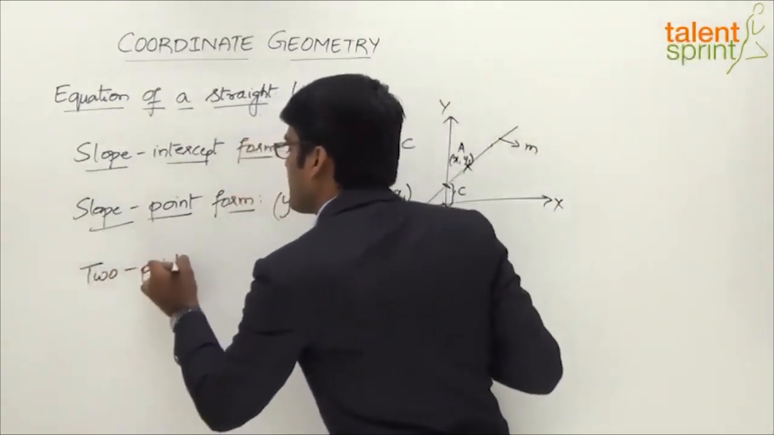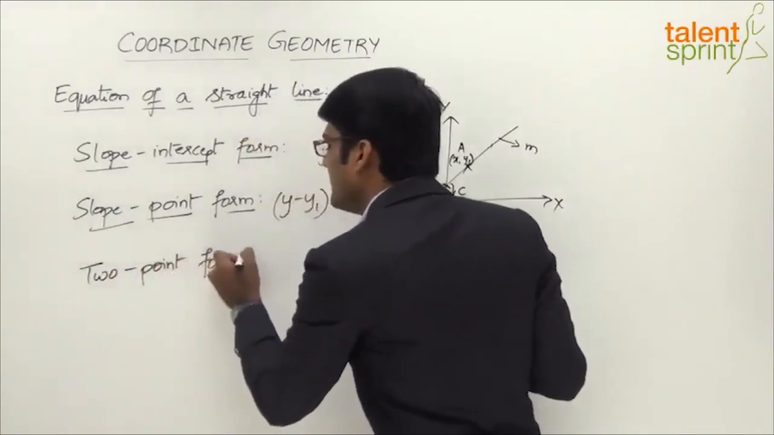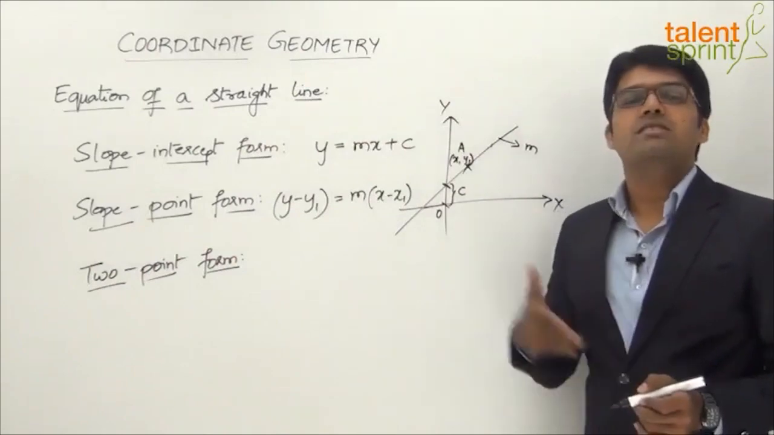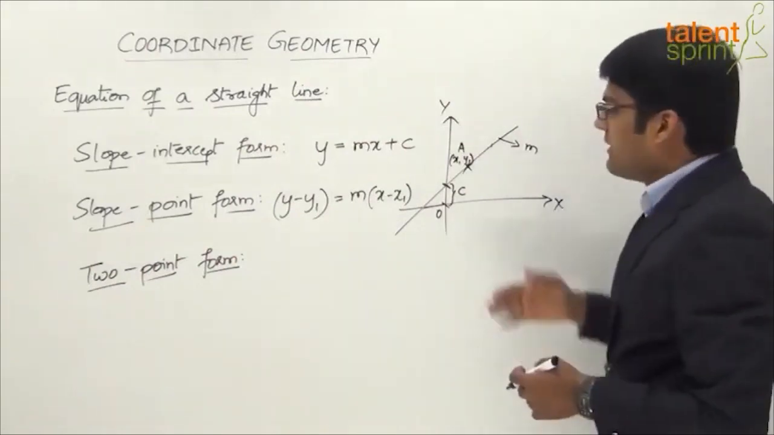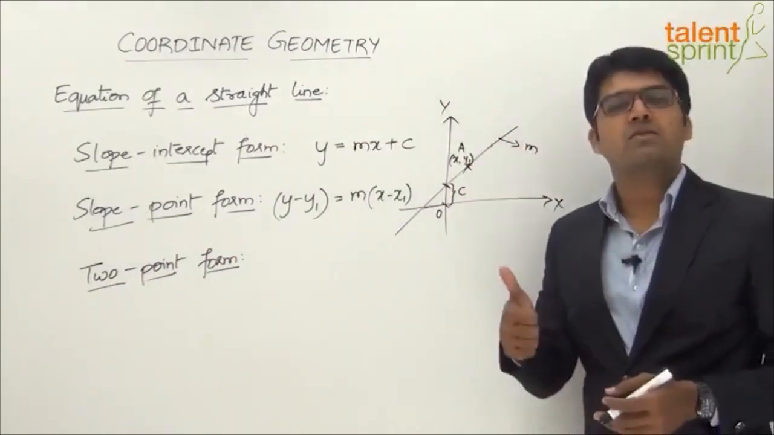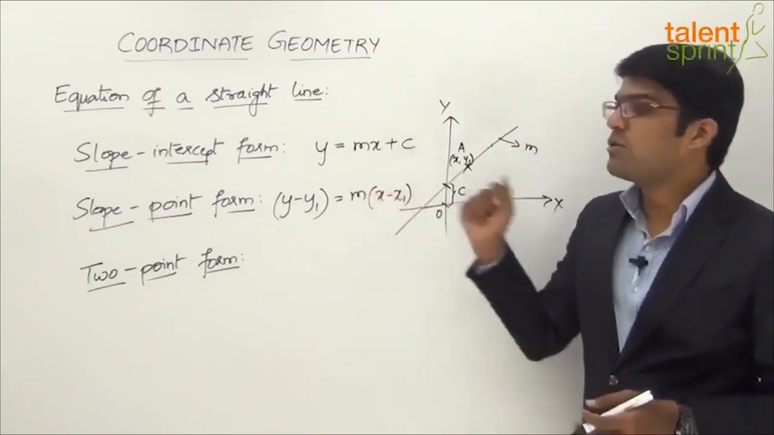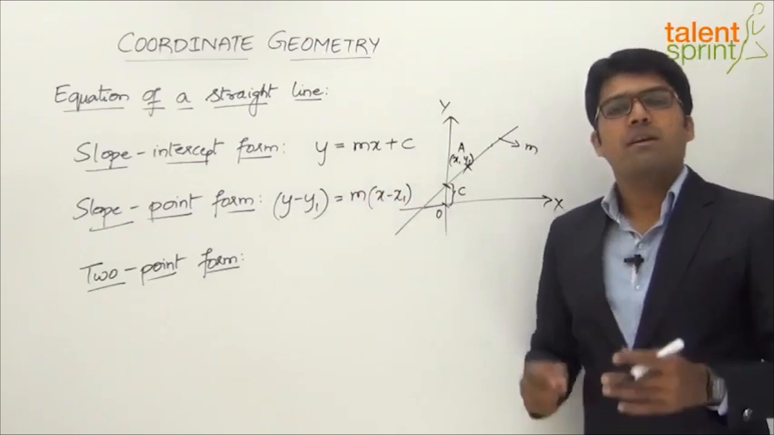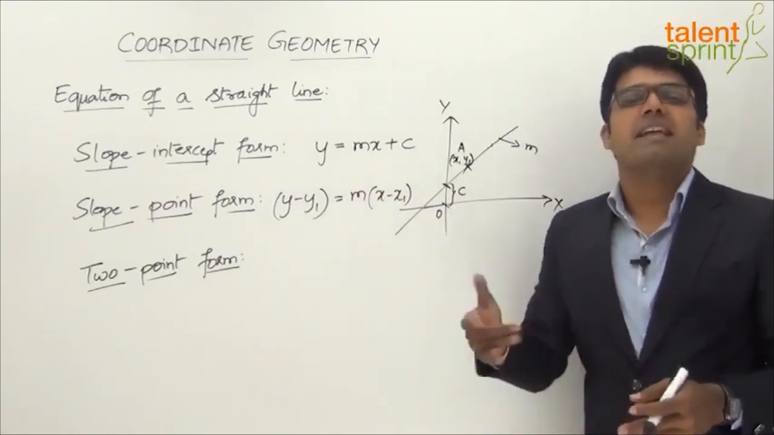Two-point form. So as the name says, instead of giving the slope, we are given 2 points through which the line passes. Right? Earlier in the slope-intercept form, we are given the slope and the y-intercept. In slope-point form, the slope and a single point. But in two-point form, we are given 2 points through which the line passes.